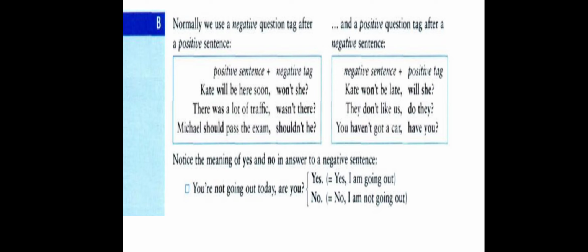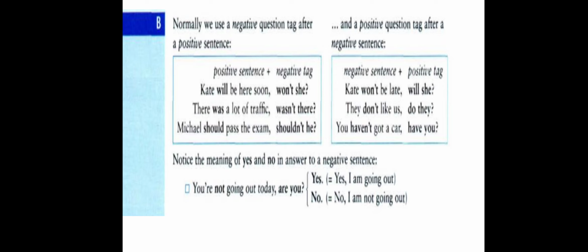Michael should pass the exam. Here we have should pass, and should is an auxiliary verb and it is positive, so it must be negative in the question tag. So we have a comma after the exam, then comes shouldn't he, and here we use the negative should and we use the pronoun he to replace the name Michael.